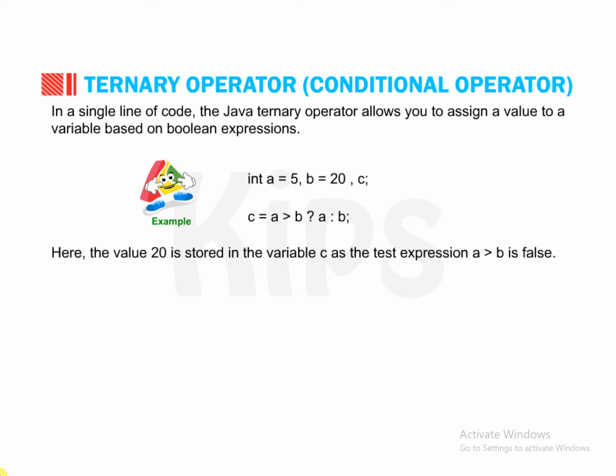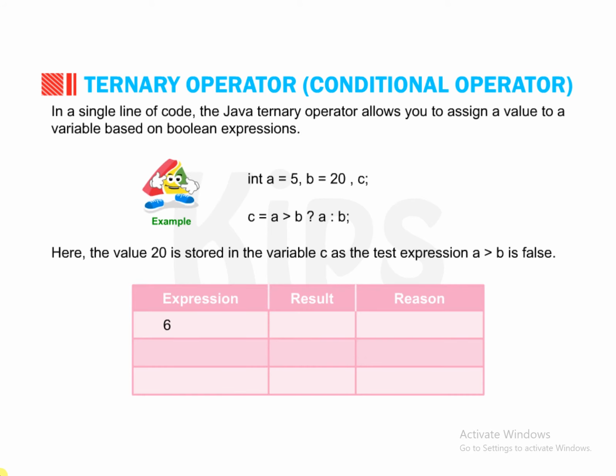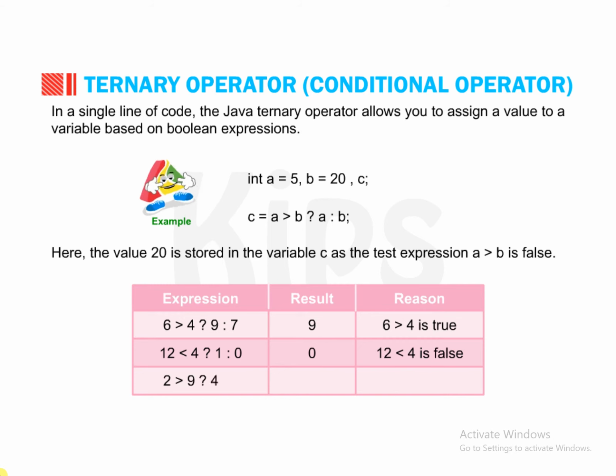Expression: 6 > 4 ? 9 : 7. Result: 9. Reason: 6 is greater than 4 is true. 12 < 4 ? 1 : 0. Result: 0. 12 is smaller than 4 is false. 2 > 9 ? 4 : 3. Result: 3. 2 is greater than 9 is false.